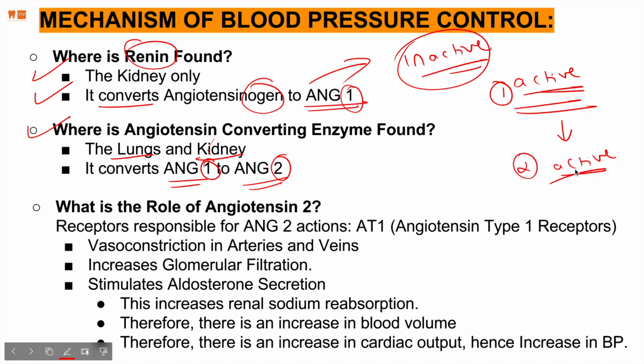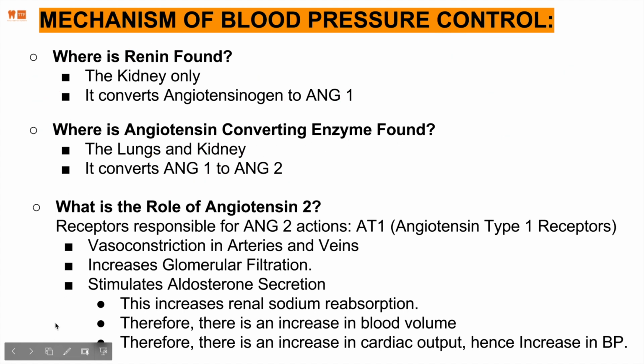So it's a two-step method, and that is done by ACE, angiotensin converting enzyme. Okay, so what's the role of angiotensin 2? Remember, this is the second model. Well, why is the second model so important?